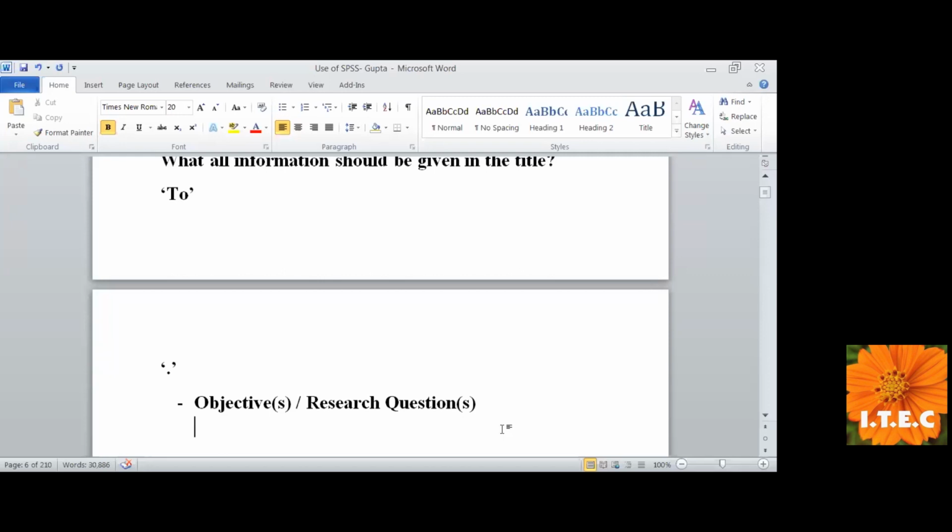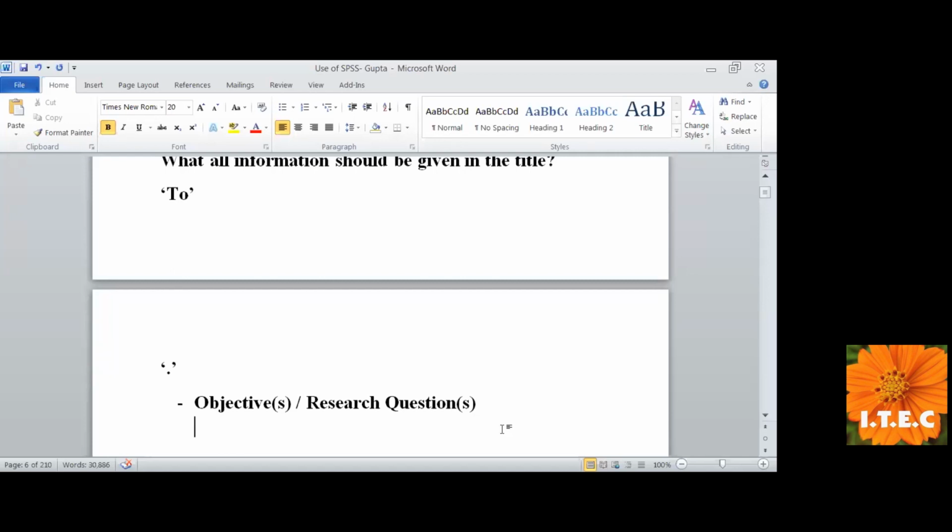Now, outside India, the researchers write research question. But in India, we normally write objectives. It's perfectly correct, nothing wrong in that. But in one research, there is no sense of writing both the objective as well as the research question.